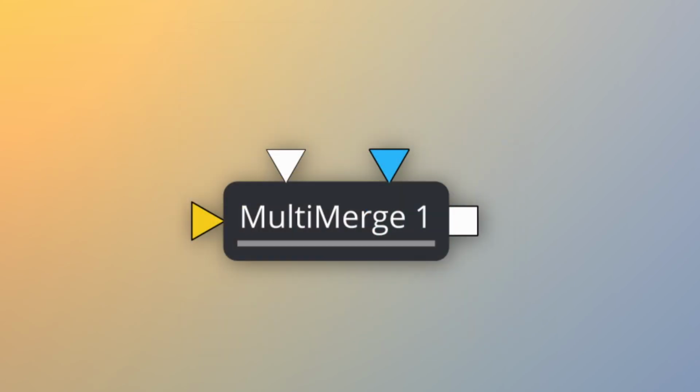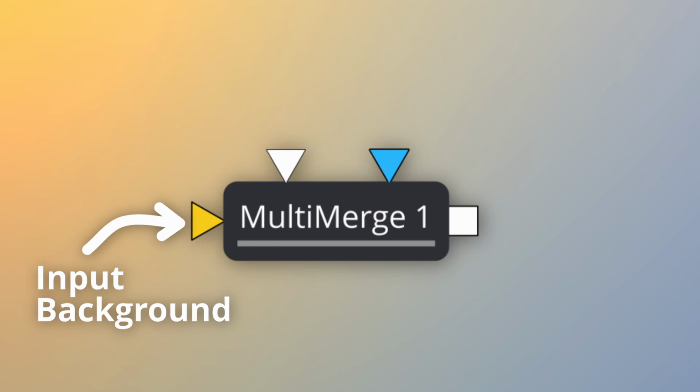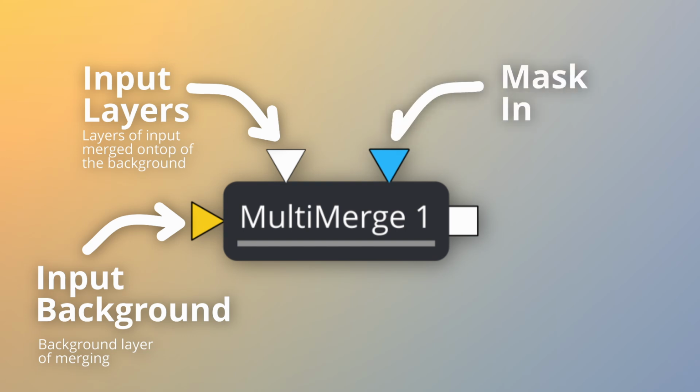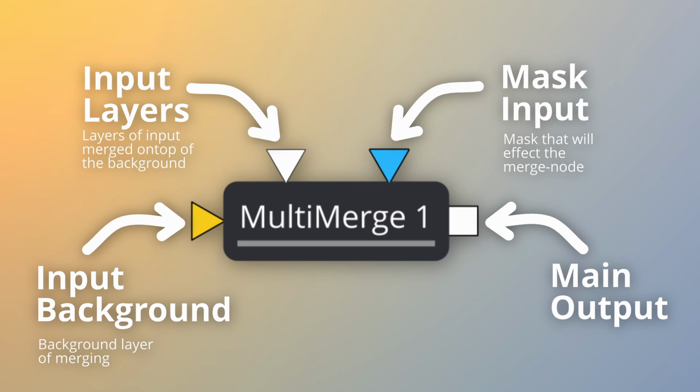On a multi-merge node, you have your input background, which is the background layer of the merging. You then have your input layers, which are the layers on top of that background merged on top. Then you have the mask input, which is a mask that can affect the multi-merge, and then your main output, which is the output with the combined result. You can have many different input layers on a multi-merge node, which is why when you connect something into that white triangle, it will immediately create another white triangle on the node for you, so you can connect your next layer should you want to.